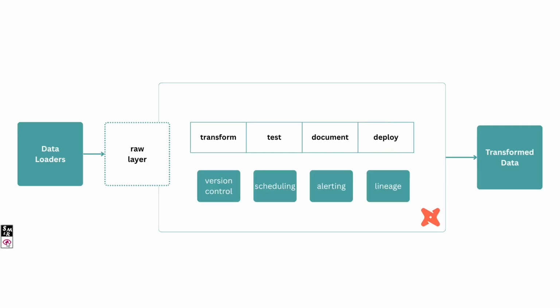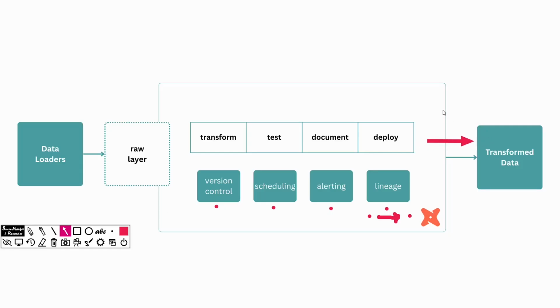Now, like I said before, it also allows for version controlling, scheduling, which allows you to automate processes and events, alerting, and then lineage. Now, lineage is simply being able to observe where your data came from and where it's going to. So it's very easy to observe it. And at the end of the whole process, you now have your transformed data handed over to your business intelligence users or your final data users.